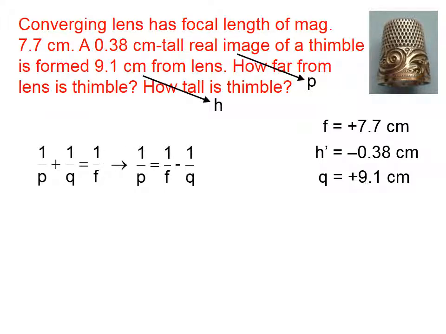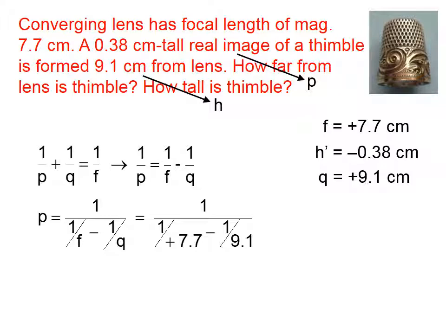Let's take the thin lens equation. Let's solve it for P by subtracting 1 over Q from both sides, then taking the reciprocal of both sides, and all those numbers on the right side of the equation we know, so we can solve for the object distance, about 50 centimeters. And how tall is the thimble?